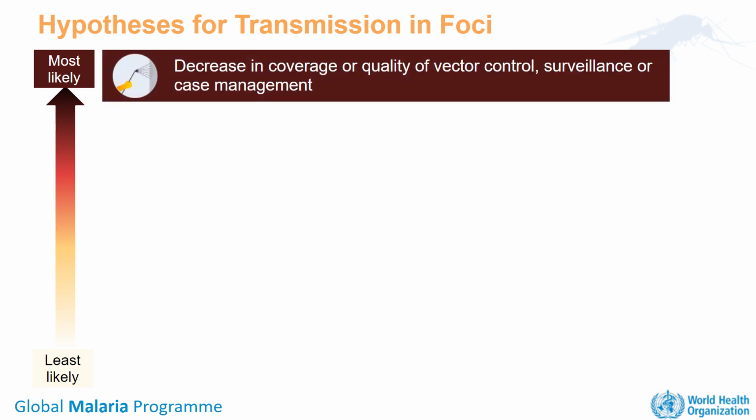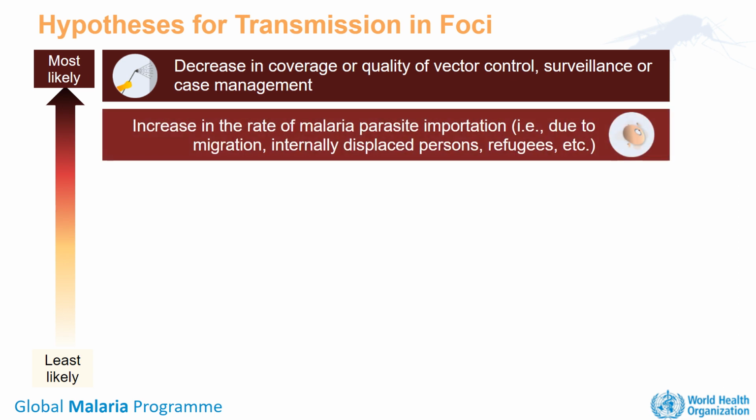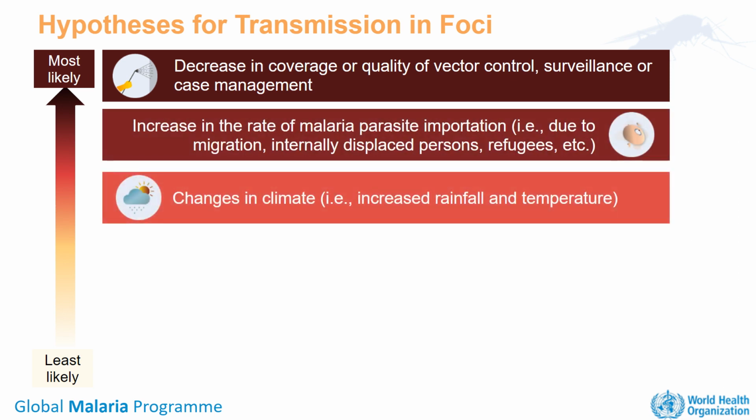The most likely reason why transmission may be occurring in a focus is because of lapses in or inadequacy of malaria prevention or case management. This could be the result of delays in vector control or in diagnosis and treatment. But it is also possible that there is poor quality or poor coverage of these interventions. Changes in the coverage or quality of vector control is one of the most likely reasons and should be investigated early. We will talk about approaches to evaluating the quality of vector control in the second half of this module.